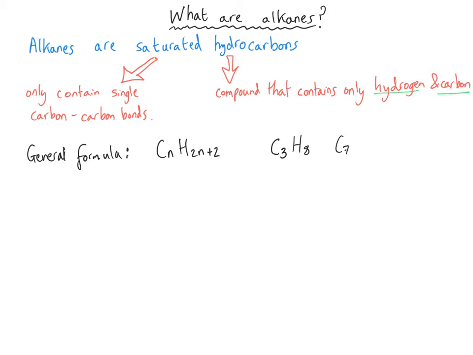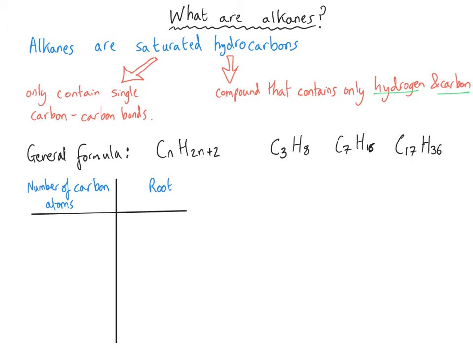And so C7, double the 7, we get 14, add 2, we get 16. And then last of all, C17, double it, 34, add 2, we get 36. That's just a few examples of formulae for the alkanes.